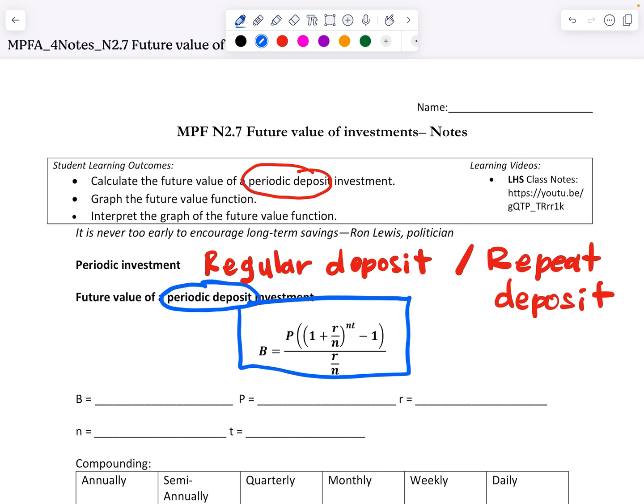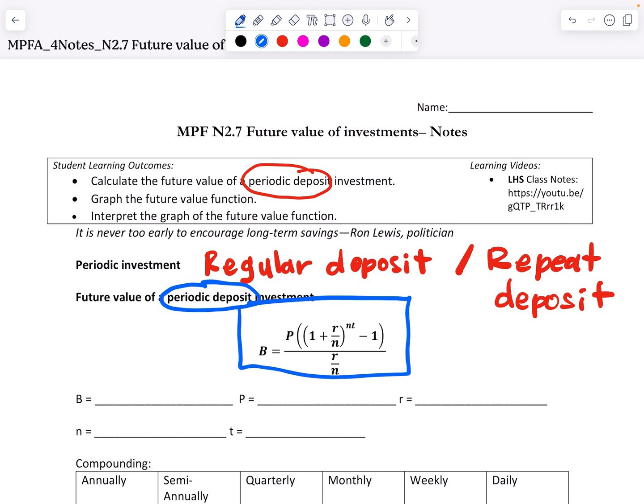Now, part of what we do today is going to be making sure we can identify which formula do we use. Are we making repeated deposits? Then we want to use this formula. Are we making one deposit and the interest is being compounded? Then we're doing it like we did in the last lesson. And we'll also review simple interest as well, so you can kind of look at those three formulas and determine when do I use which one.